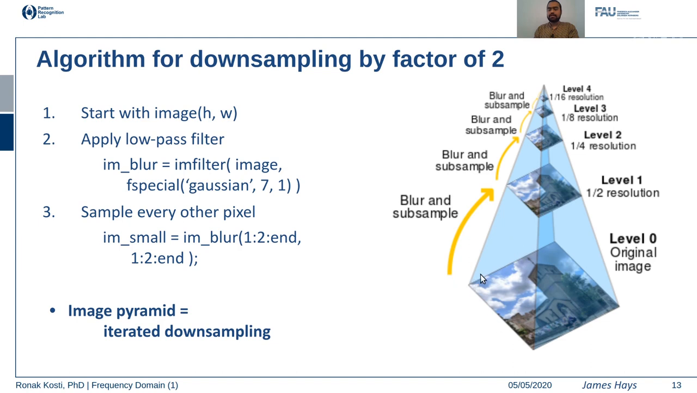This is the original image. You pass it through a low pass filter to remove the high frequency components, that is called blur. And you subsample it by 2, taking every other row and every other column, and then you reduce it by half. The resolution reduces by half. And this is the first level of your subsampled image. You successively go on doing this, and you can create an image pyramid.